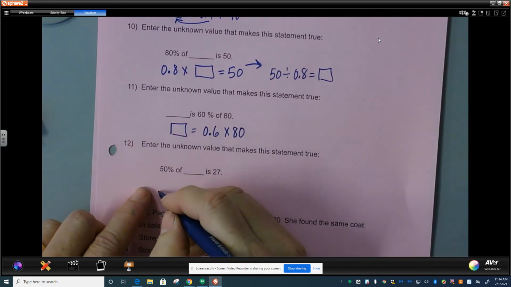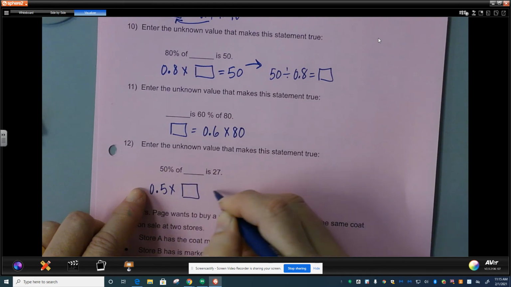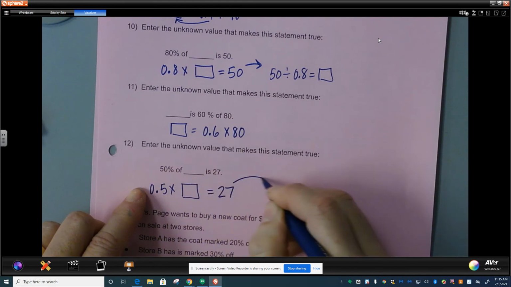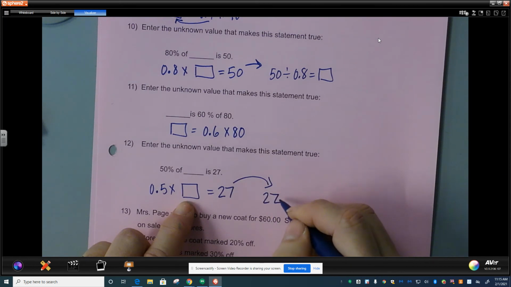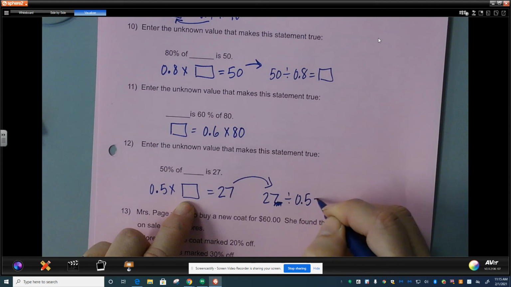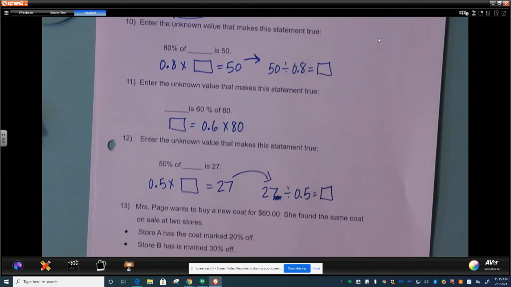This one says 0.5 times empty box is 27, which means you need your fact family. 27, sorry, that's weird, divided by 0.5 equals empty box. Be sure and pause to solve all those problems.